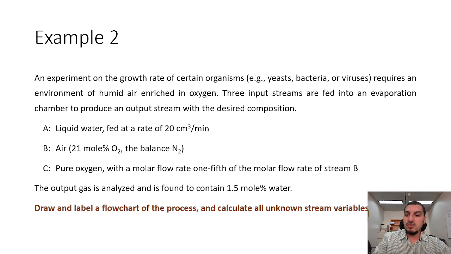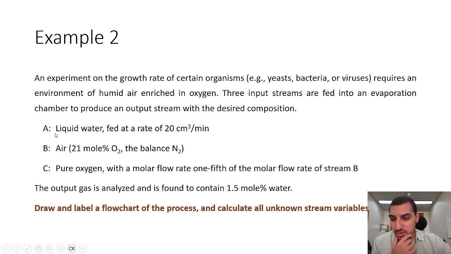So in this example, we have an experiment, a process where we want to grow certain microorganisms, and we are required to provide humidity and oxygen. This is done in a special chamber where we have three input streams that are fed into the chamber to produce one output stream.